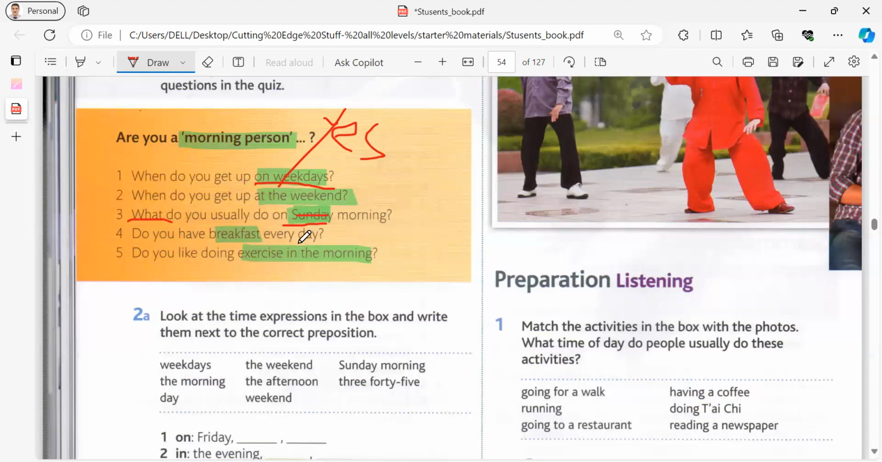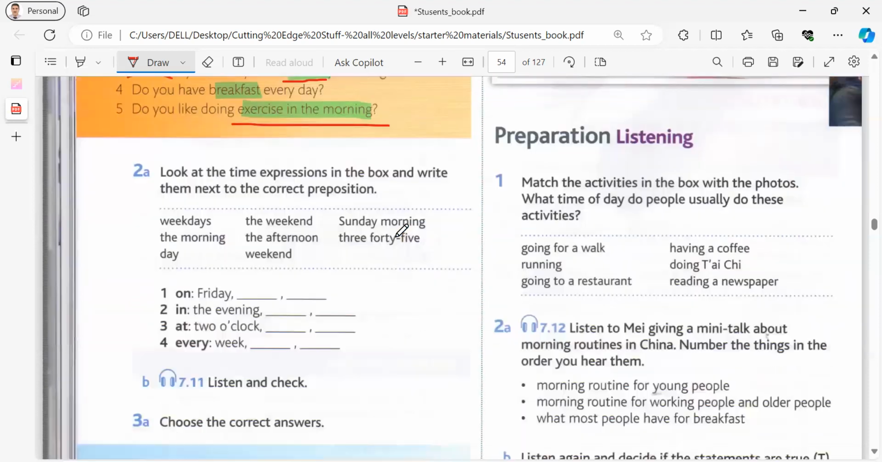The next one. Do you have breakfast every day? No. Why not? Sometimes I eat, sometimes not. So you can say, I sometimes eat breakfast before I go to school. What about, do you like doing exercise in the morning? What does exercise mean? Go to the gym, you can run, walk, jump, do push-ups. Yes or no? Yes, I like doing exercise in the morning.